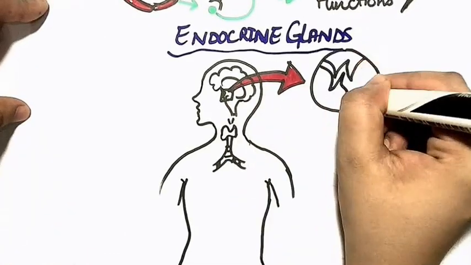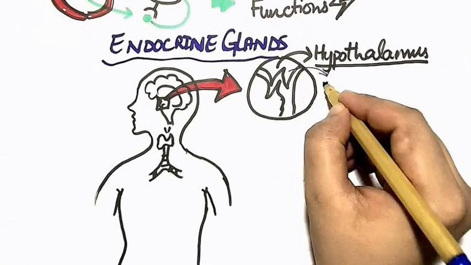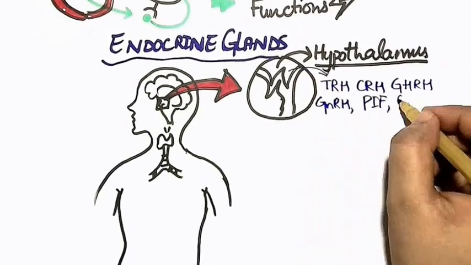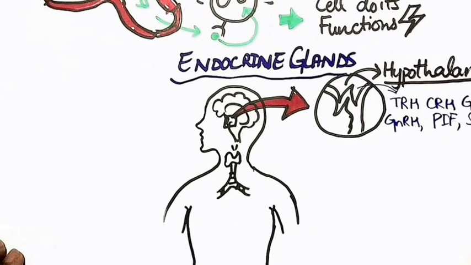The hypothalamus is present in the brain just below the thalamus, and it is a major area which releases releasing hormones that act upon the pituitary gland, like thyrotropin releasing hormone, growth hormone releasing hormone, gonadotropin releasing hormone, prolactin inhibiting factor, and somatotropin inhibiting factor.